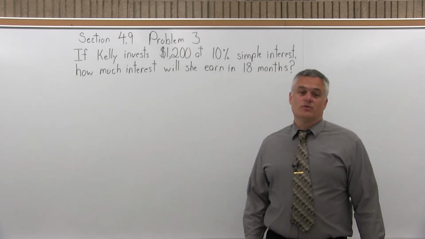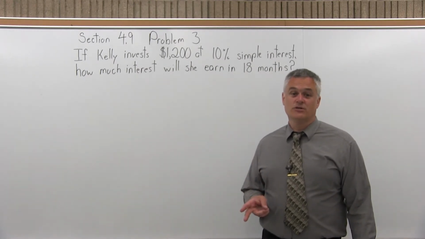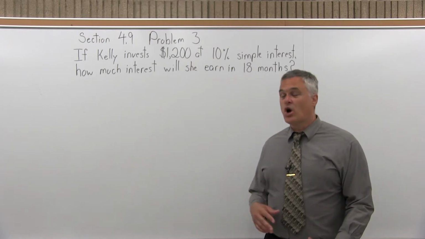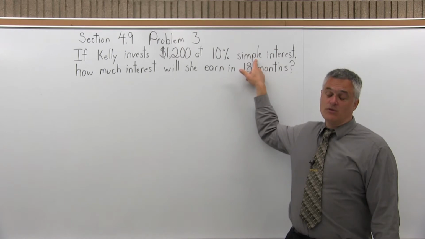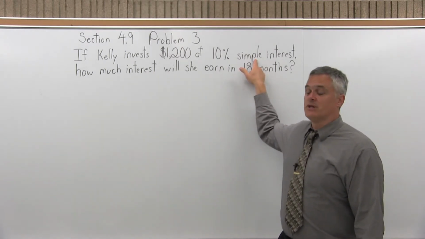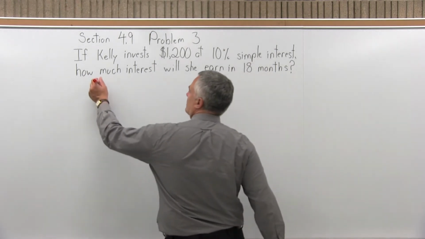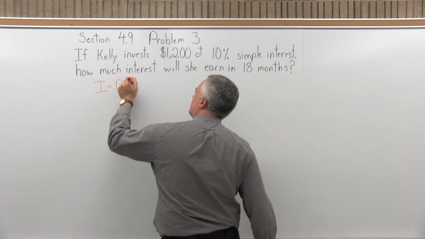So the first thing you have to do with one of these problems is determine which of the two formulas from this section that you need to use. There's a simple interest formula and there's a compound interest formula. It'll usually be pretty clear if you read through the question and pay attention for that, and this one is clearly indicated simple interest. So the simple interest formula is I equals PRT, and we fill it in.